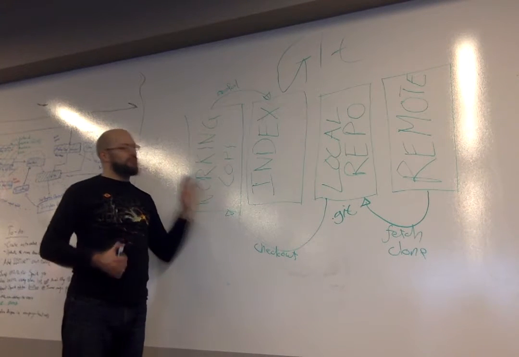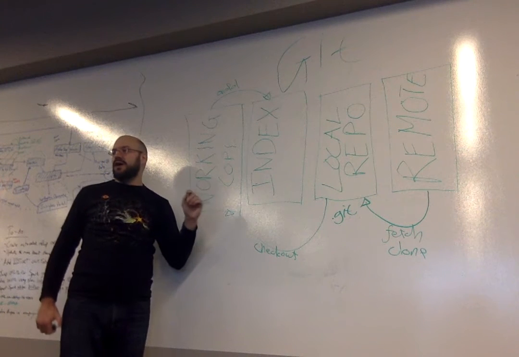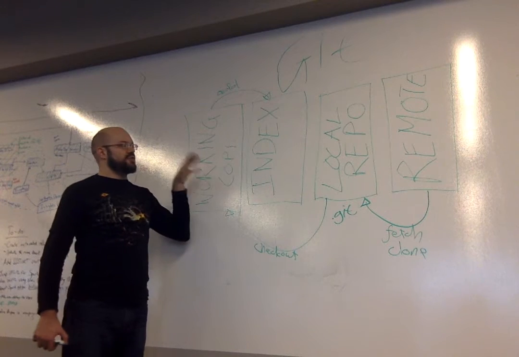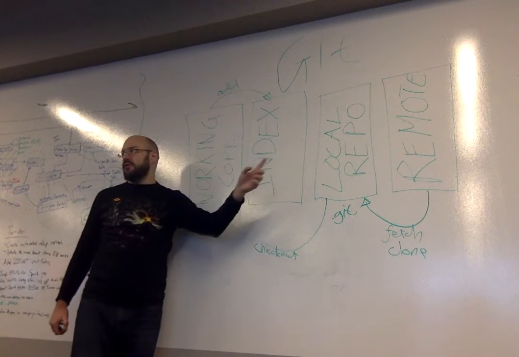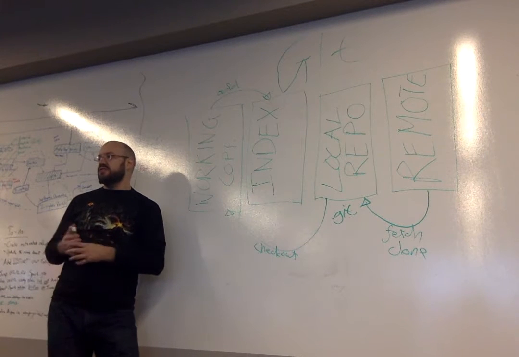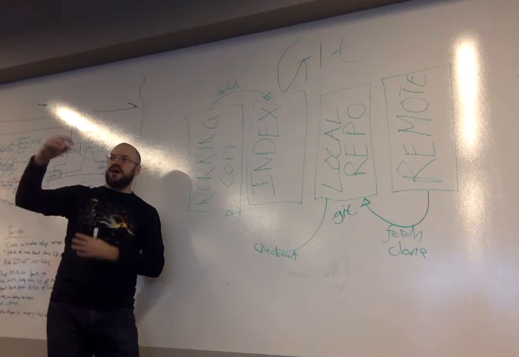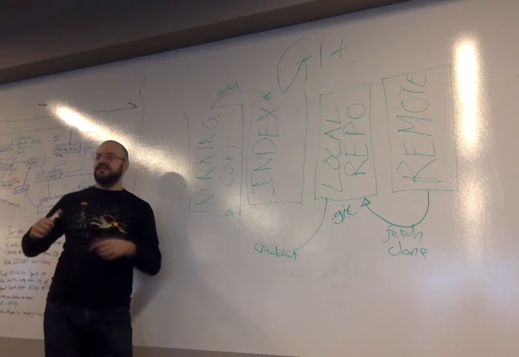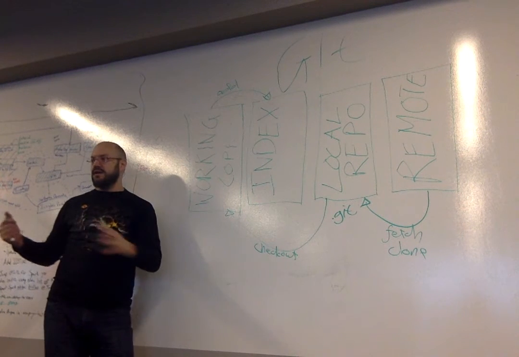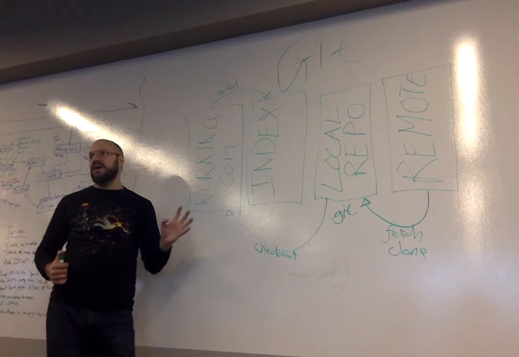In general, for a lot of simple workflows, you can largely ignore the index because you're just going to add files and then commit them and they go to the local repo. But the index is very useful if you want to do more advanced things, or if you want to specially craft your commits out of hunks of files that you've changed. You don't want to commit all of it. You want to commit a little bit. You can definitely do all of that.